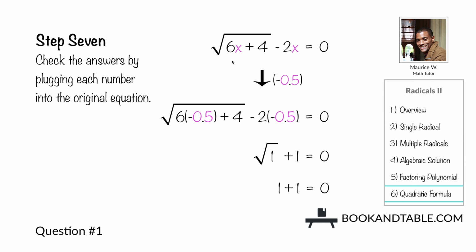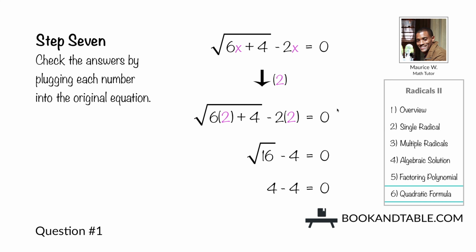The original equation was the square root of 6x plus 4 minus 2x is equal to 0. When we plug in negative 1/2 for x, we get 6 times negative 1/2, which would be negative 3. Negative 3 plus 4 is positive 1. Negative 2 times negative 1/2 is positive 1. So that's how we get this. The square root of 1 is 1. So when we plug in x is equal to negative 1/2, we get 1 plus 1, which is 2. And that does not equal 0. So x does not equal negative 1/2. This is not a valid answer.